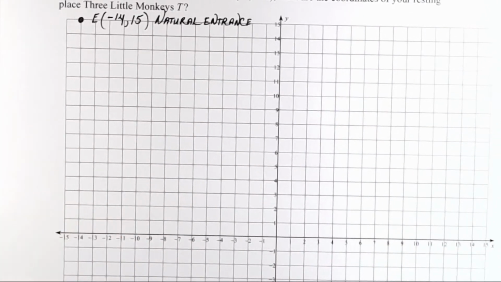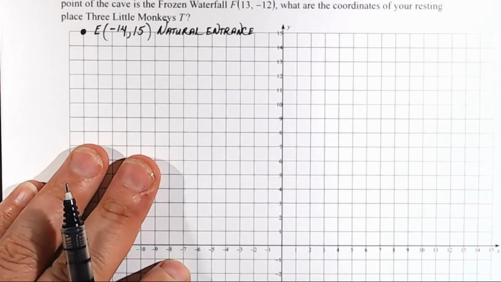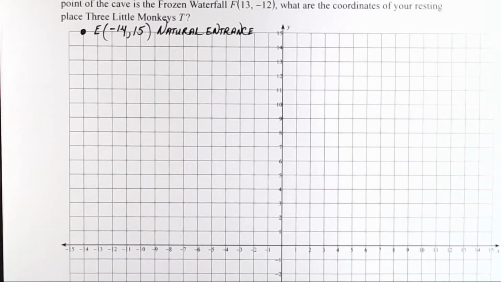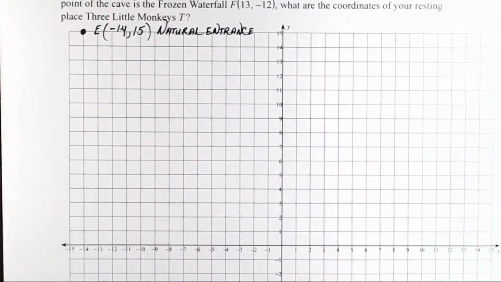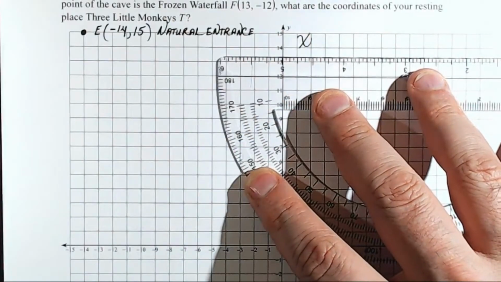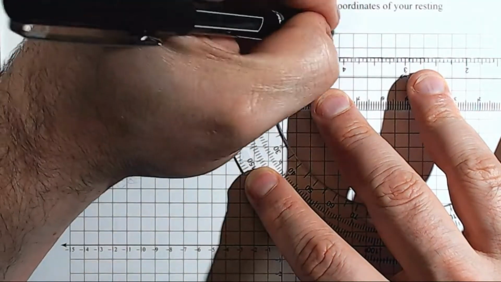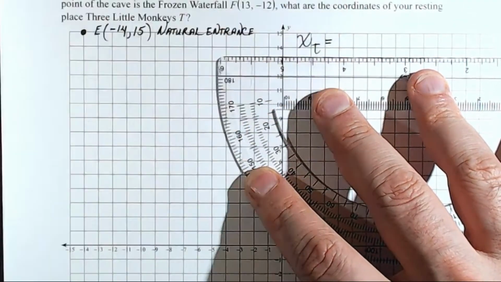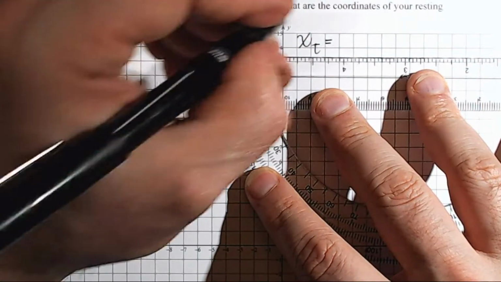All right, so we got to do the math. Well, let's do the math for the x variable, and let's think about what we're doing. So we're here, and we're going to move to the right. So we'll be adding the fractional distance to our beginning x coordinate. All right, so here is the x coordinate of the three little monkeys. All right, so x sub t is equal to the starting coordinate, which would be x sub e.